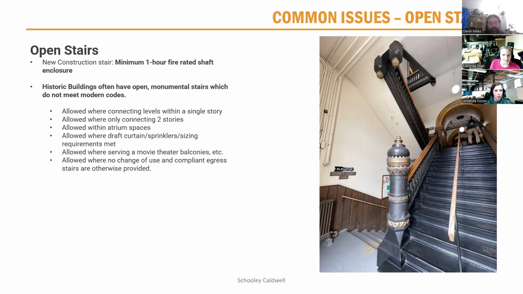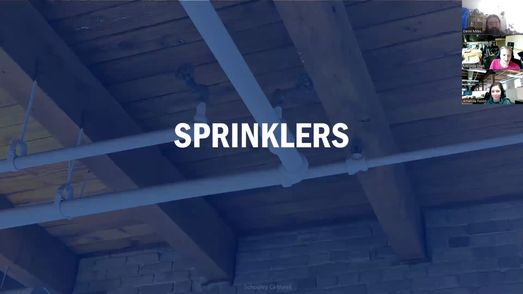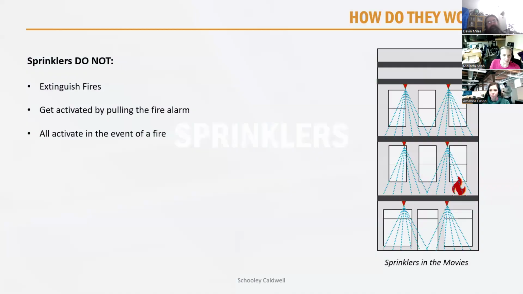Then I think we're moving on to sprinklers. Yeah, so sprinklers are one of those things people are like, oh, do I really need to add them? What if they leak? What happens? What if they flood my whole building? But there's a few things to keep in mind. First of all, sprinklers do not extinguish fires. They also don't get activated by pulling the fire alarm. And if there is a fire, only the sprinkler where the fire goes off activates. It is not the movies. So this is an image of what happens in the movies. You have a little fire on one spot, all the sprinklers go off. That is not how they work in reality.